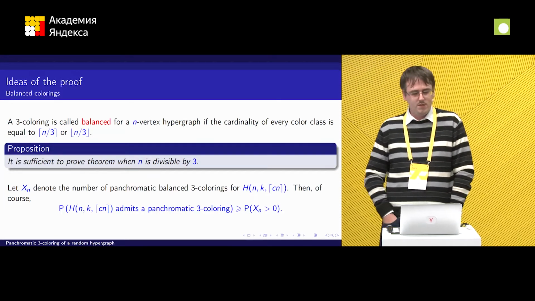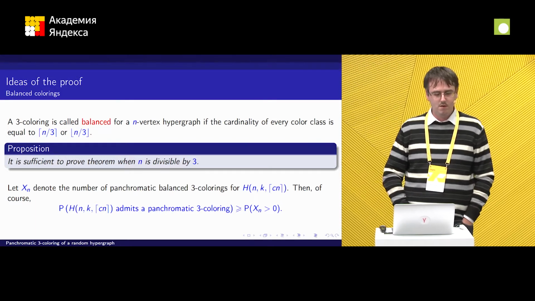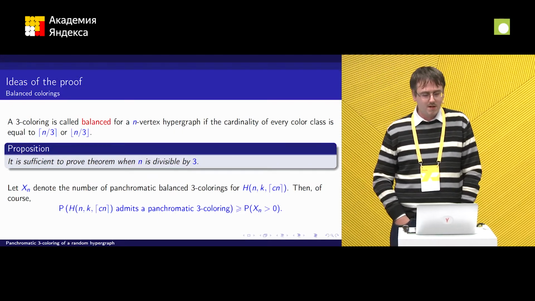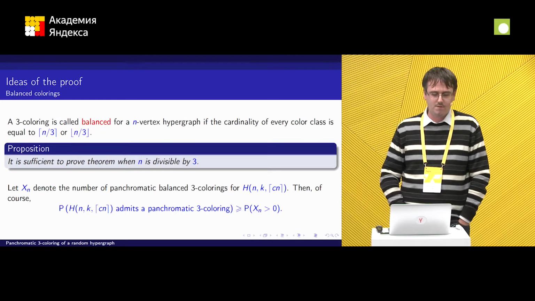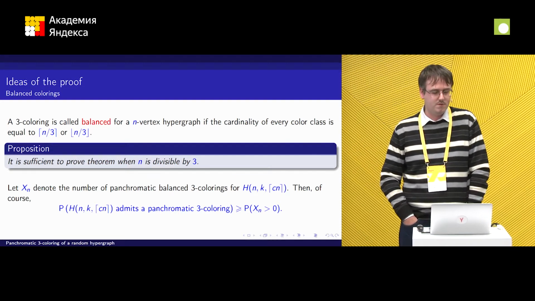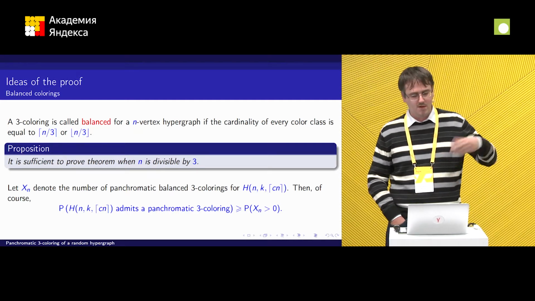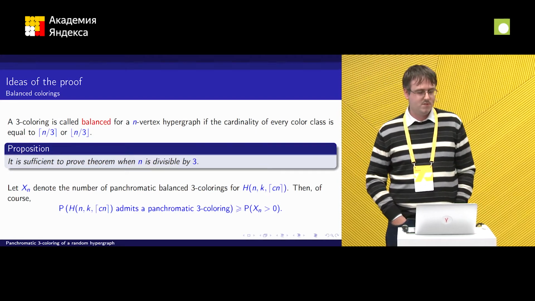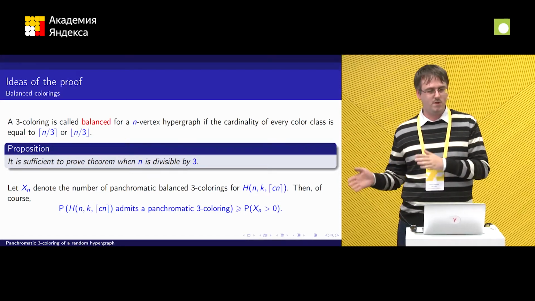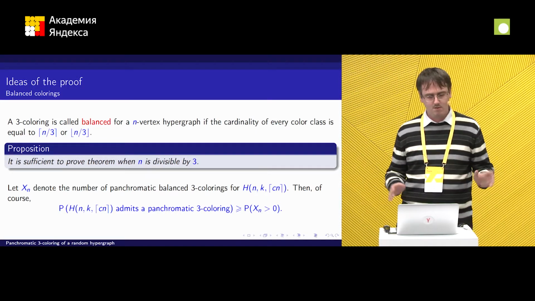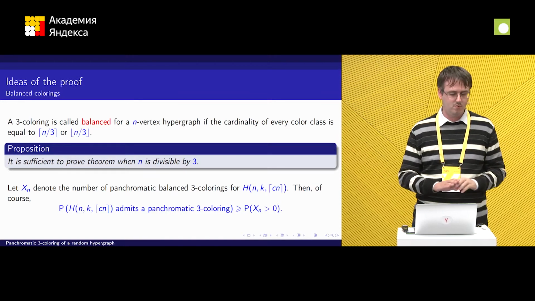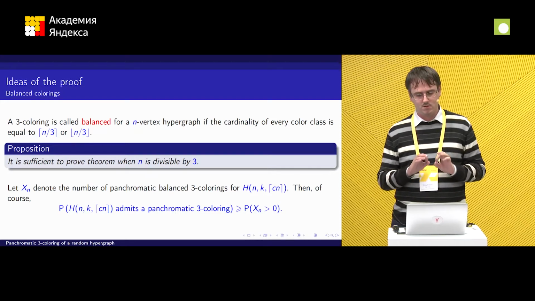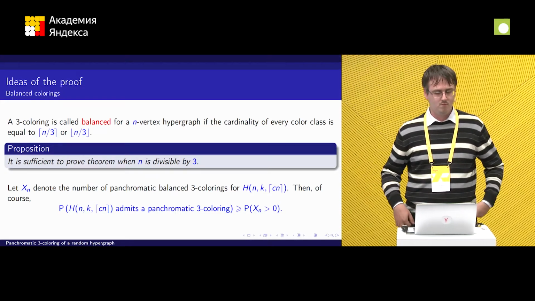So we want to show that there is a panchromatic three coloring, and we will try to find it by using just balanced colorings. A three coloring is called balanced for an n vertex hypergraph if the cardinality of every color class is equal to n over 3, maybe the upper whole part or the lower whole part, but just n over 3. So the number of vertices colored with 1, 2, and 3 are the same. And it can be shown that it is sufficient to prove the theorem only when n is divisible by 3. So we just have n over 3: the cardinality of every color class is equal to n over 3 without any whole parts.